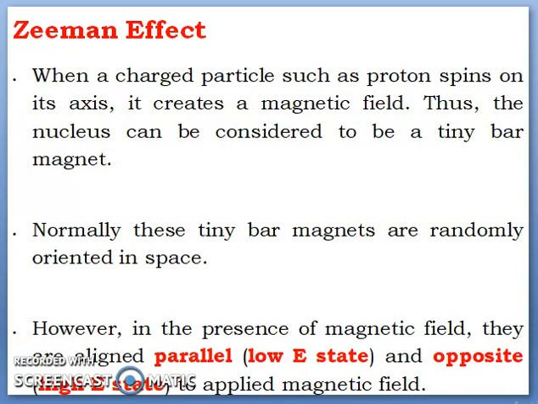However, if we apply the magnetic field, they are aligned parallel and anti-parallel to the applied magnetic field. The alignment of tiny bar magnets, namely the charged protonic spins, parallel to the field is considered as the low energy state. The anti-parallel protons are considered as the high energy state.